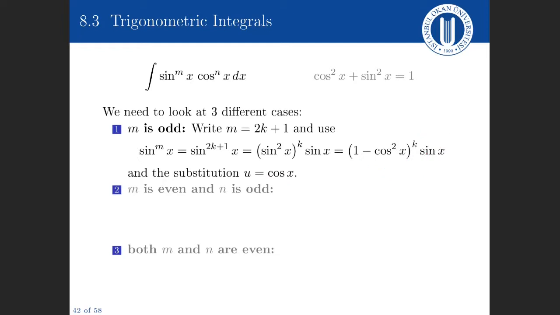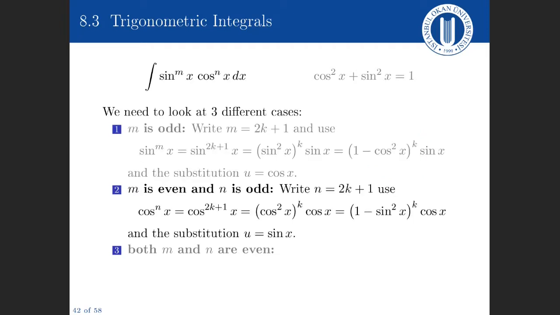Let's look at case 2. Case 2 is almost the same. If n is an odd number, we're going to write n is 2k plus 1.